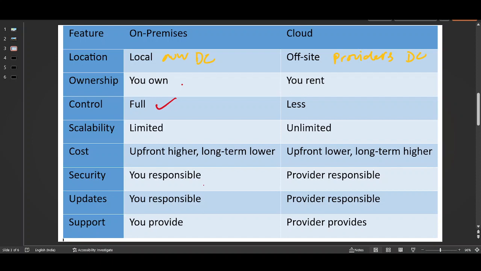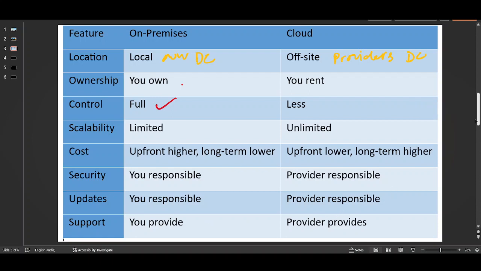And here, if you talk about security, it is your responsibility, because you have full control and you own your devices. If you talk about cloud security, it's not your responsibility. It is the responsibility of a third party. And if you talk about updates, it's your responsibility, and here the provider is responsible. And if you talk about support, you provide it, but in cloud the provider provides the support.